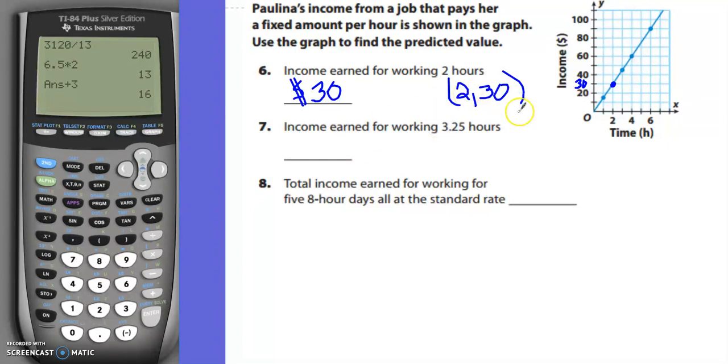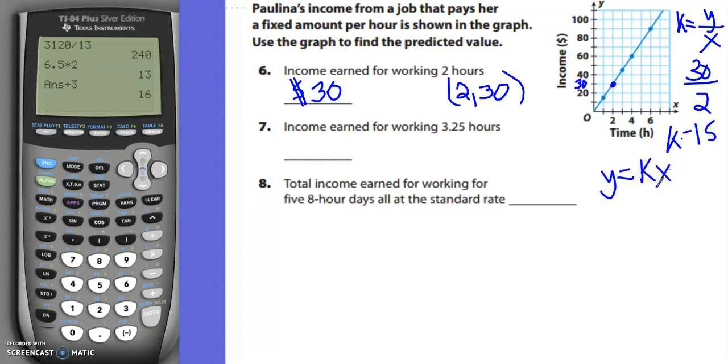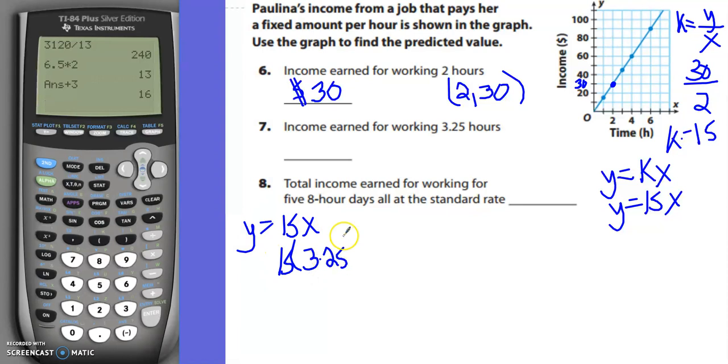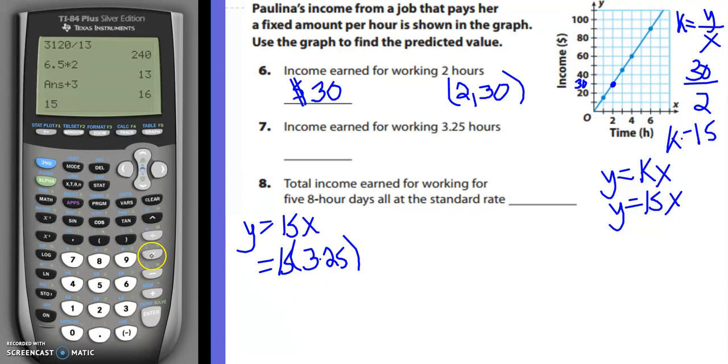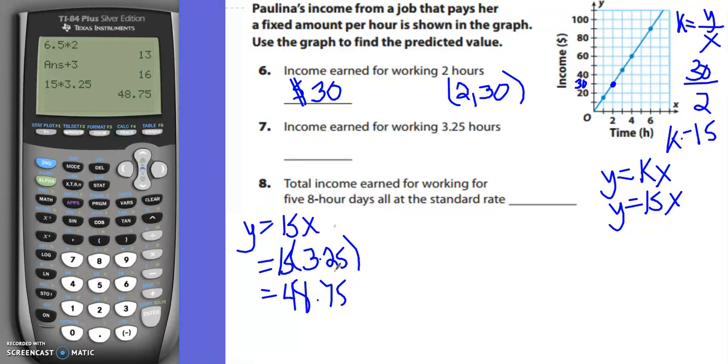Okay, now we need to know income earned for working 3.25 hours. Well, since this is a proportional relationship, we can say k is y divided by x. So 30 divided by 2 is 15. So if I'm writing y equals kx, I could say y equals 15x. The reason I know it's proportional is it's a straight line and it goes through the origin. So we have y equals 15x, and 15 times 3.25 equals $48.75.